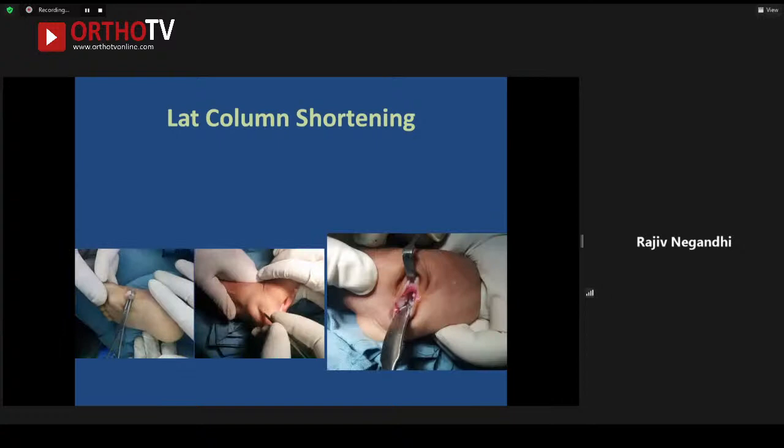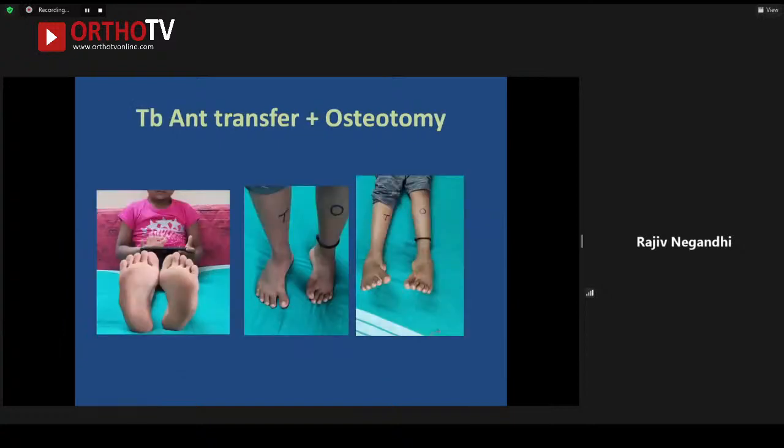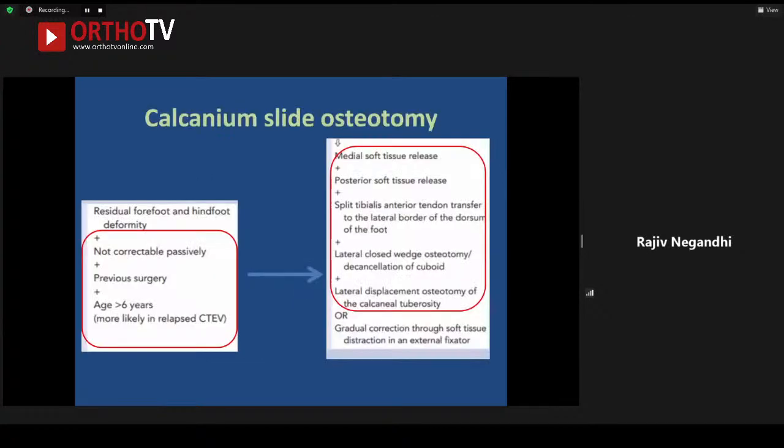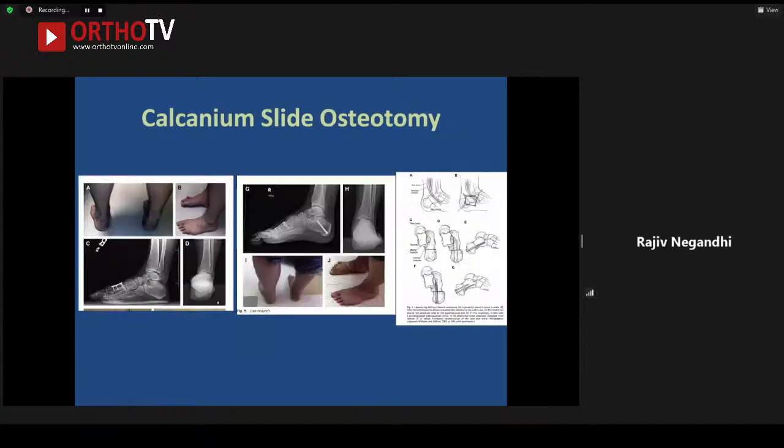This is an example of a child whom we had treated on one side with osteotomy and the other side with a tendon transfer. And this is her follow-up. So if the deformity is at the forefoot as well as at the hindfoot level, you may have to do all the procedures which I mentioned previously, along with a calcaneum osteotomy. It could be a laterally displacing calcaneum osteotomy, as shown in this slide.